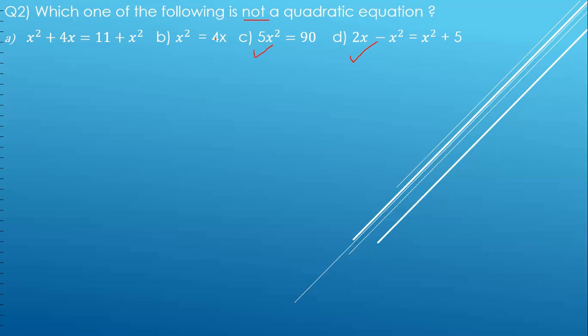Next we have x square is equals to 4x. Again, this particular equation satisfies all the conditions required to be a quadratic equation. So this is also a quadratic equation. Now over here we are having positive x square, and here also we are having positive x square. Now if we take this x square to the left hand side, what it will become? It will become minus x square. So x square minus x square will give us what? 0. Then we will be left with 4x is equals to 11. And 4x is equals to 11 is a linear equation, and it is not a quadratic equation. So hence the answer is A, that A is not a quadratic equation.